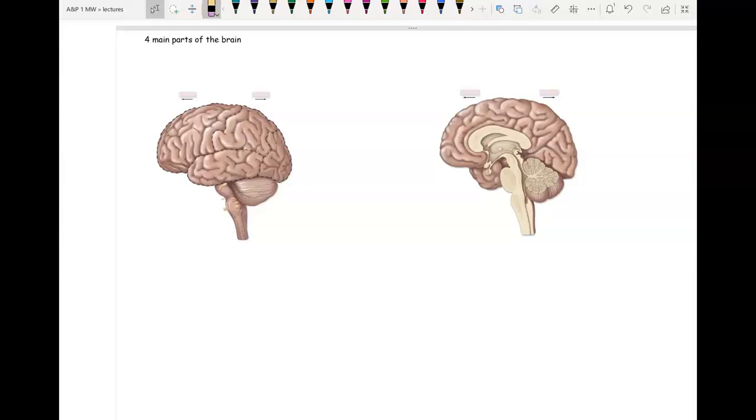Well, welcome to the chapter on the brain. We're going to start off by looking at the main parts. The brain can be divided into 4 main parts. And we'll outline each of them and then write some notes on it. So we're going to start with the cerebrum. It's this big part up here on the top.